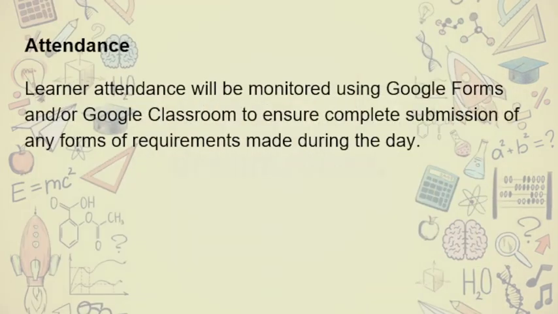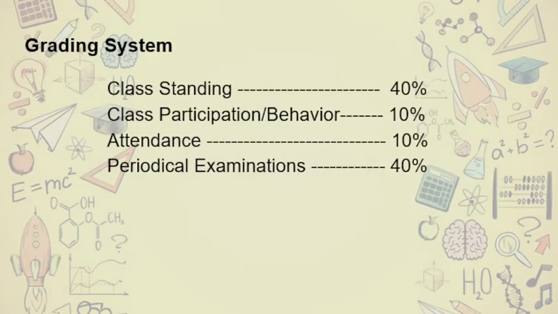Your attendance will be monitored using Google Forms that will be posted in Google Classroom. Your attendance has a weight of 10% in your grading system, and this is to ensure that you don't miss any forms of requirements, activities, outputs, quizzes.